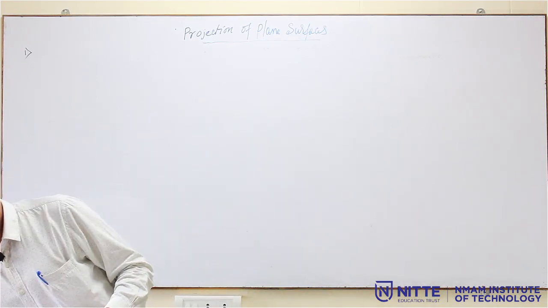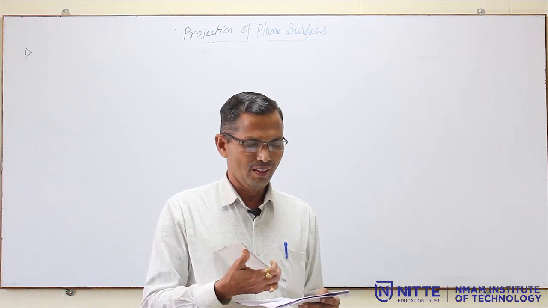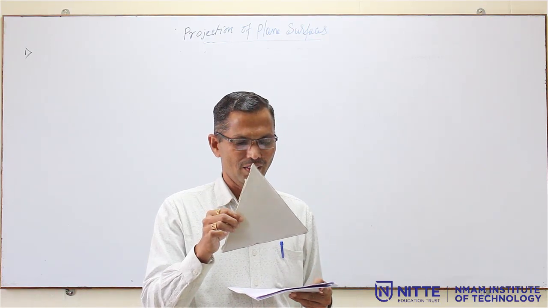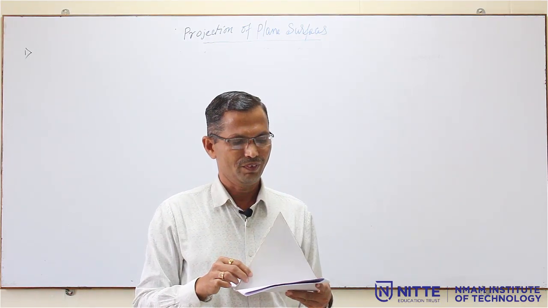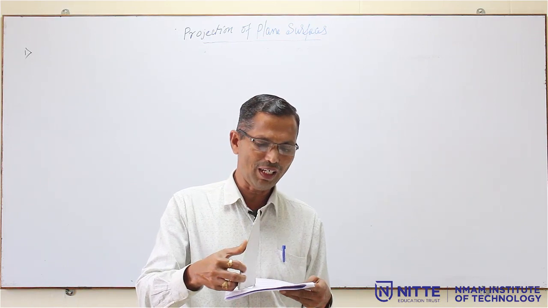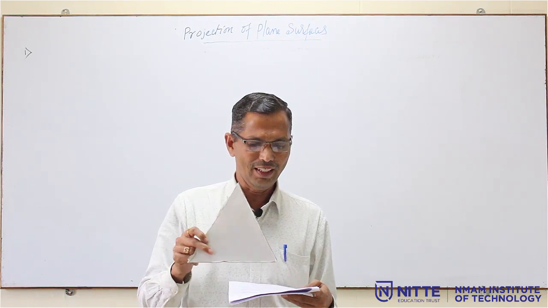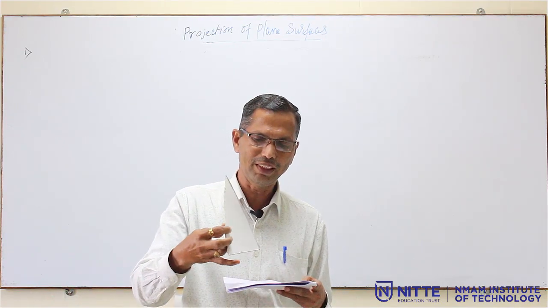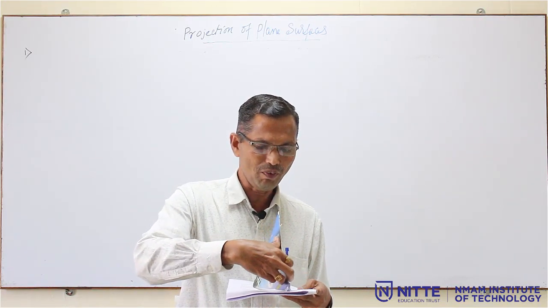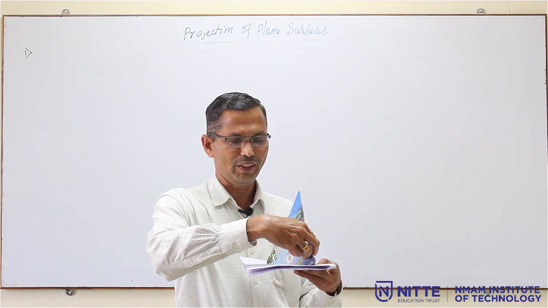So, it is an equilateral triangle of 40 mm side, like this, resting on one of its sides. That means it is the edge condition, side on HP. Then the lamina makes 30 degrees to HP, that means the surface of the lamina is inclined at an angle of 30 degrees to HP, like this. And the side on which it rests is inclined at an angle of 50 degrees to VP, like this. In this position we have to draw the final view. So, that is the problem.